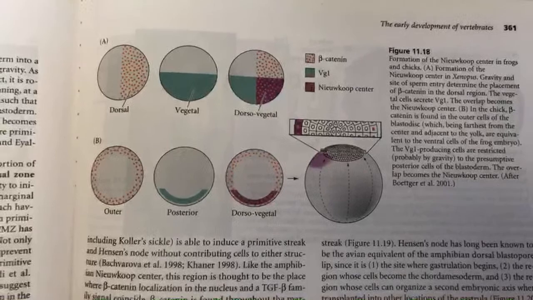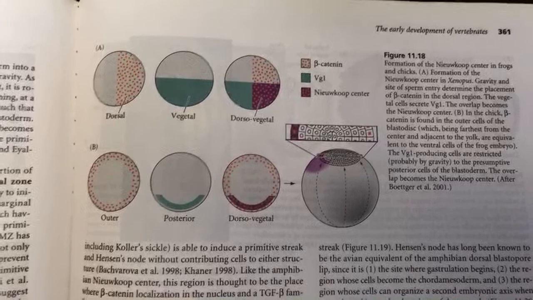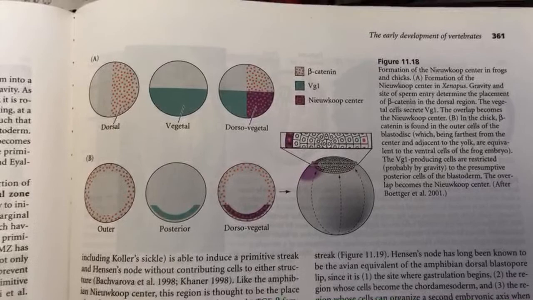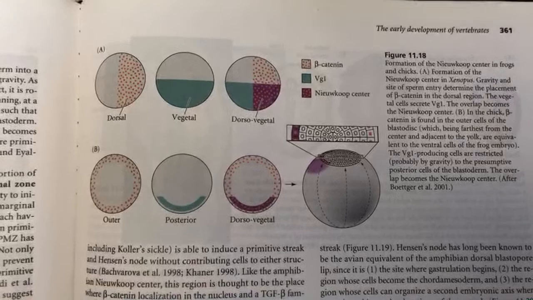In the chick, beta-catenin is found in the outer cells of the blastoderm, which being furthest from the center and adjacent to the yolk are equivalent to the ventral cells of the frog embryo. The Vg1 producing cells are positioned, probably by gravity, next to the presumptive posterior cells of the blastoderm. The overlap becomes the Nieuwkoop center.